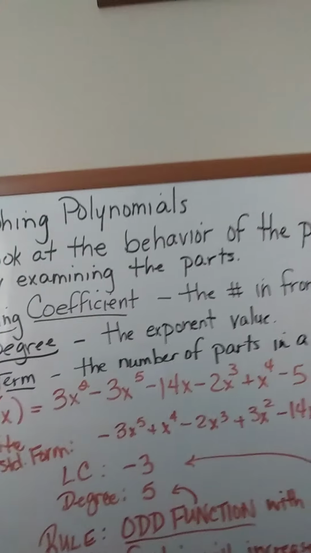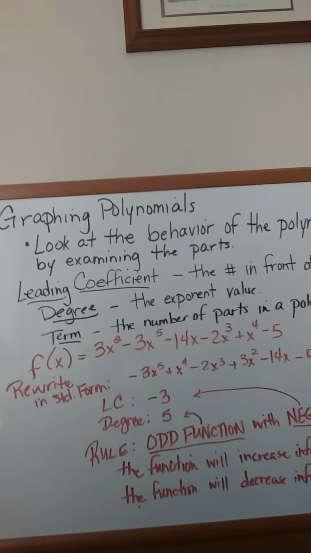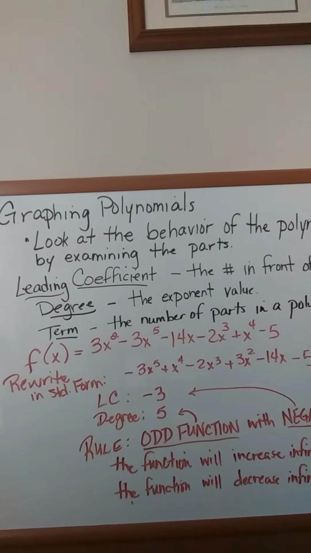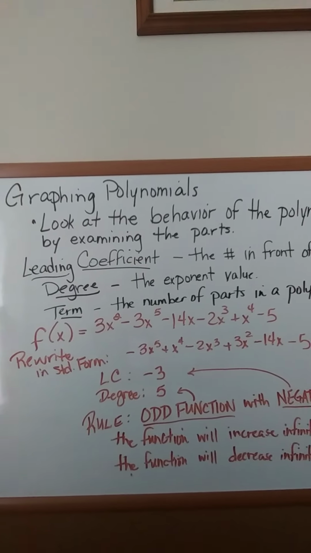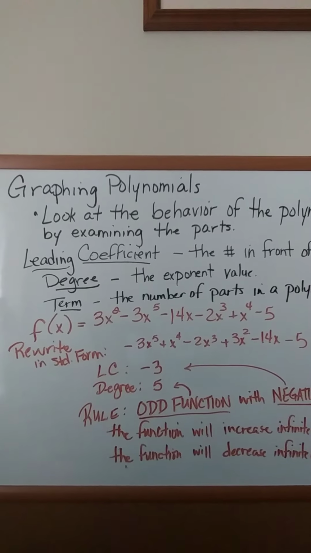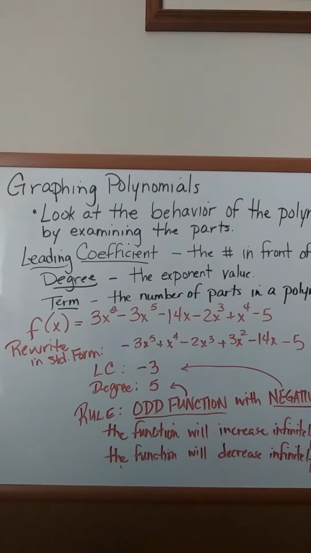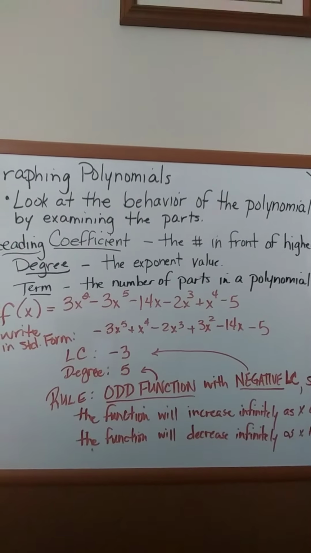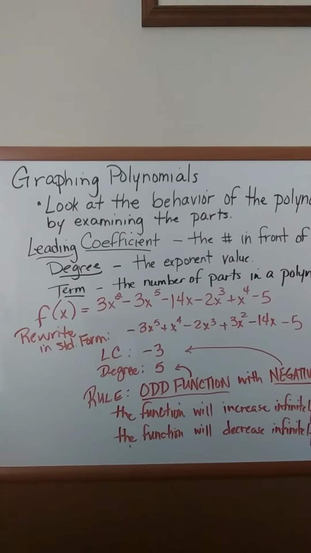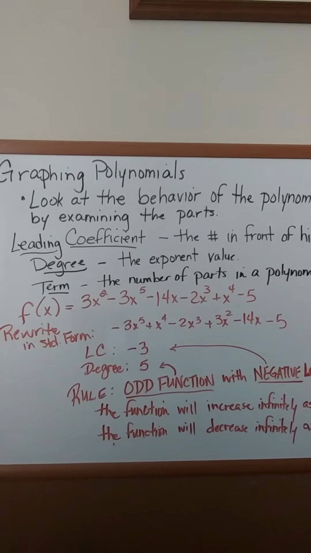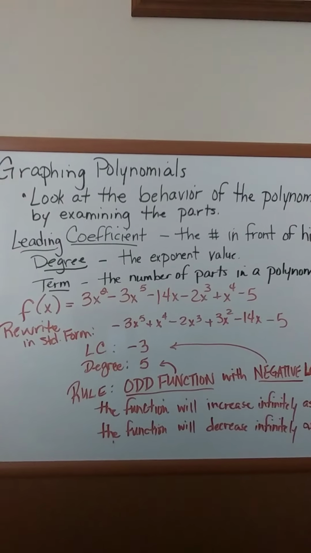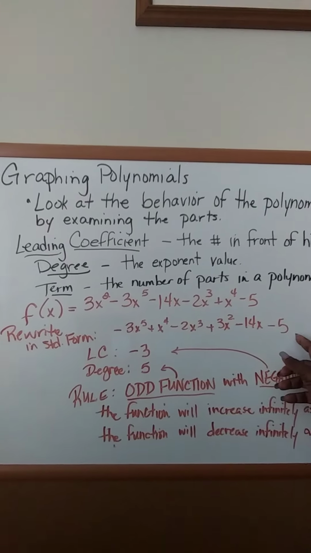Okay, let's keep going. Let's try another one. Okay, this one's a little bit different. Let's say we have, try to get it where you can see it. Our function is 3x squared minus 3x to the 5th minus 14x minus 2x to the 3rd power plus x to the 4th power minus 5. Our first step, this is not in order. We need to put it in standard form. Standard form with our polynomials means that we go from the largest exponent down to the smallest, which would include our constant at the very end.